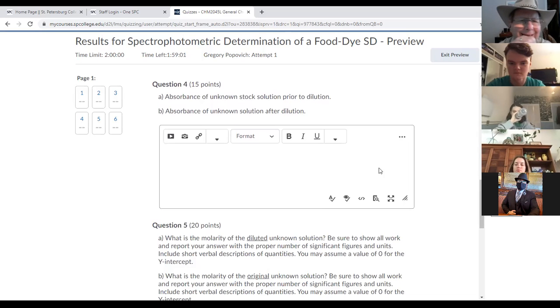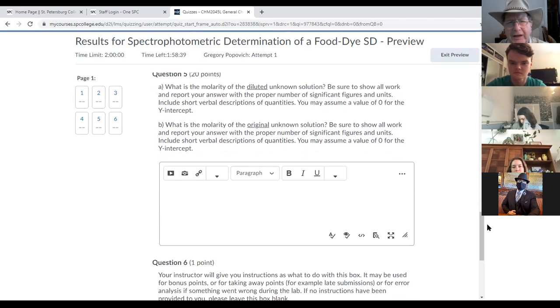All right. Put in what the stock solution was before you diluted it. It's a useless number, but put it in anyway. Then you're going to put the absorbance of the solution after dilution. Now, the molarity of your diluted sample.